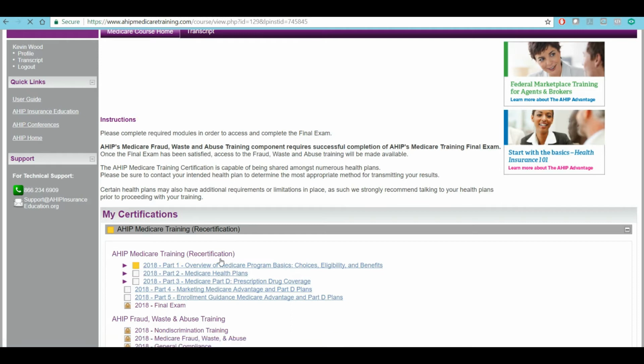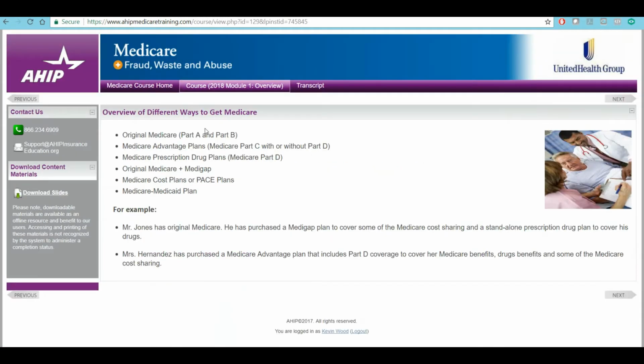So I'm clicking on the first training module, and here it starts out. Original Medicare has Parts A and B. Medicare Advantage plans are Parts C and D. So everything you need to know about Medicare, and I've sent you trainings about that. You should have had some introduction to Medicare with the video trainings that I've created, and this is really going to solidify that. So it's really good that you have had some other training videos to start off with.